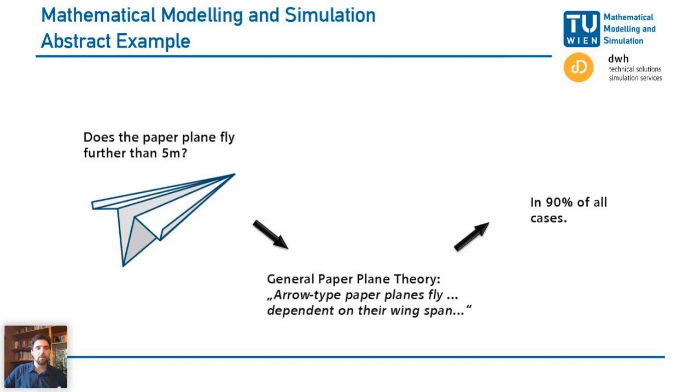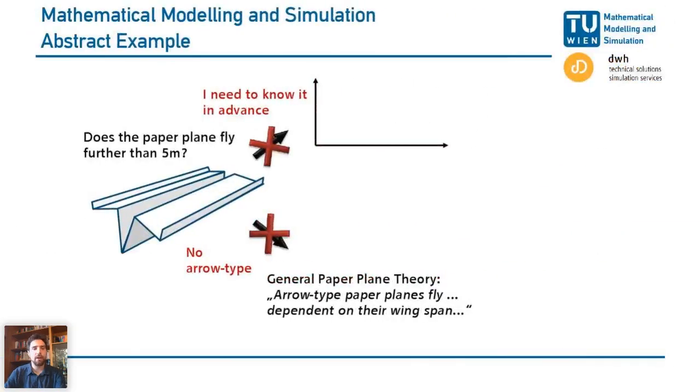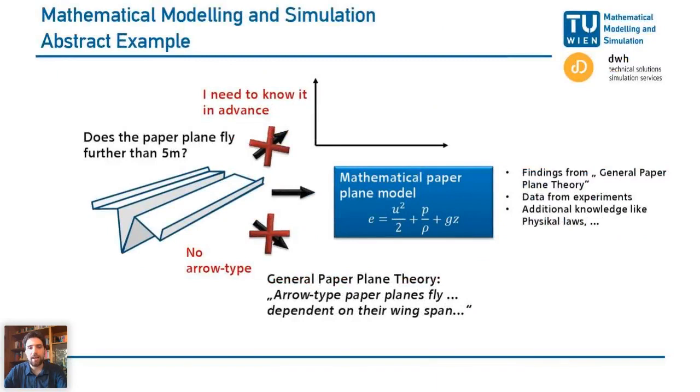Okay, and now you're in a completely different situation. Now you're in a situation where you have a completely different paper plane like this one. You cannot use your general theory about paper planes because it's not an arrow type paper plane, so it is not directly applicable. You cannot do experiments because, let's say, this is your only sheet of paper, and you don't want to risk that it breaks or that it gets lost. So you only have one chance, but you need to know, and that's the place where modeling and simulation comes onto the board. I somehow derive or establish a mathematical paper plane model.